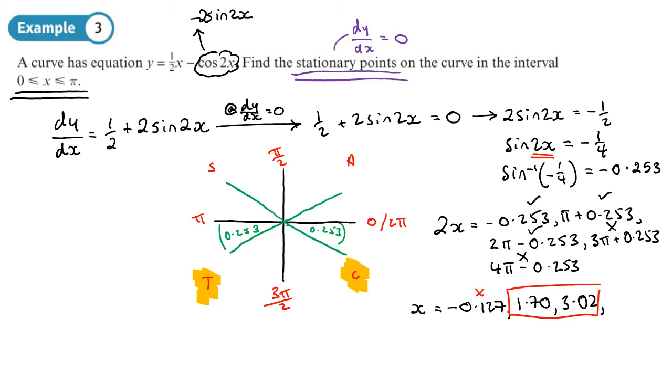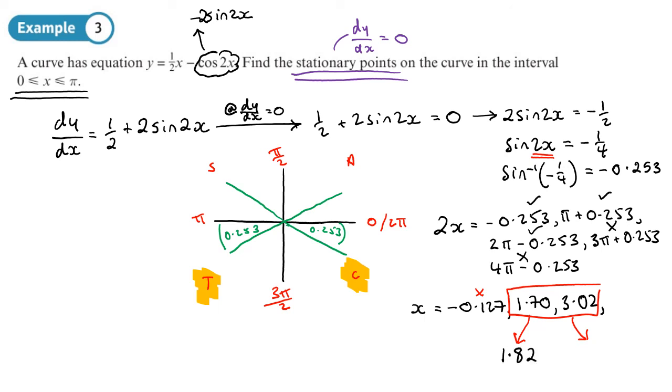Now it does ask for the stationary points, which means coordinates. So we found the x coordinate of the stationary points. We now need to find the y coordinates by substituting these values of x into the original equation. So if I substitute in the 1.70, that gives me 1.82.